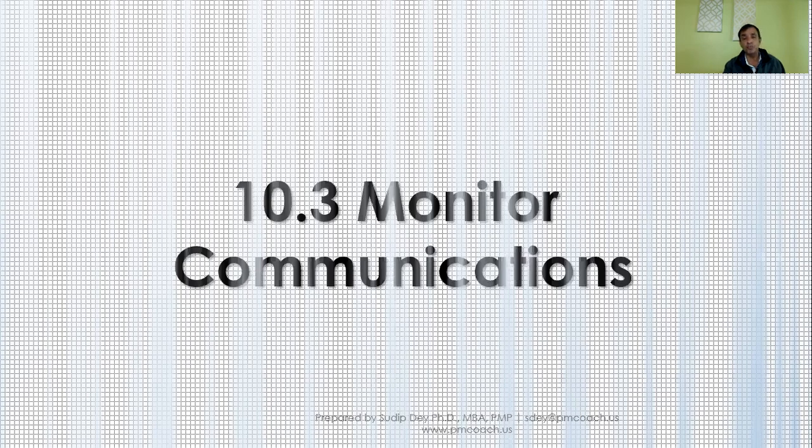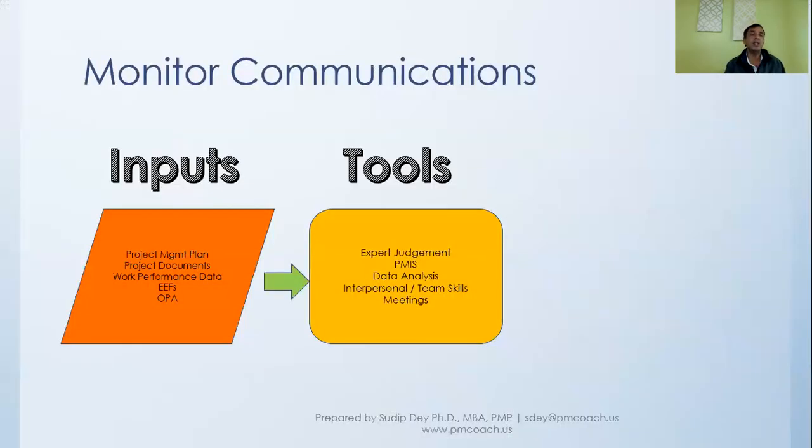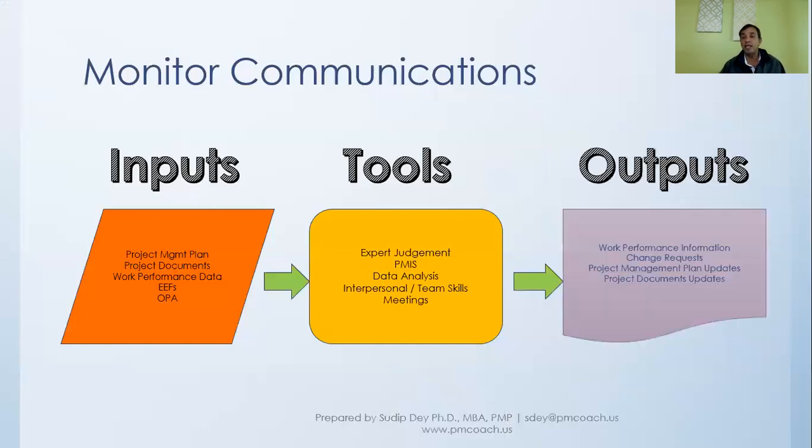Then we'll have the last process in this module, which is monitor communication. The inputs that come into monitor communication are the project management plan, documents, work performance data, and some of these others. The tools that we use will be data analysis, interpersonal skills, and PMIS. And the outputs will be work performance information and change requests. Change requests are raised if some changes need to happen as we are monitoring communication.